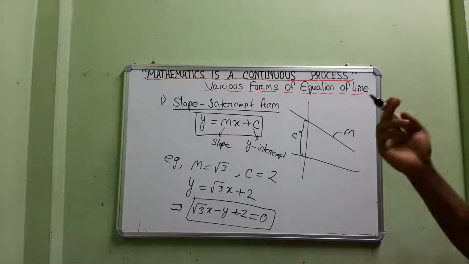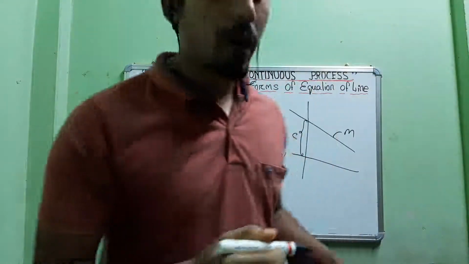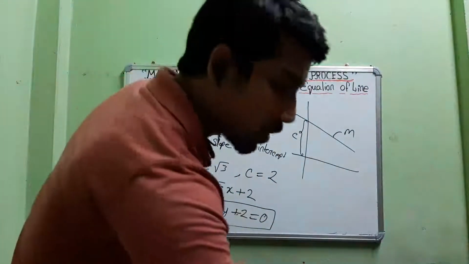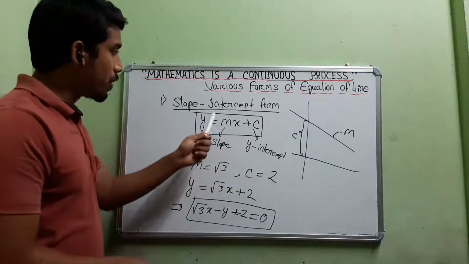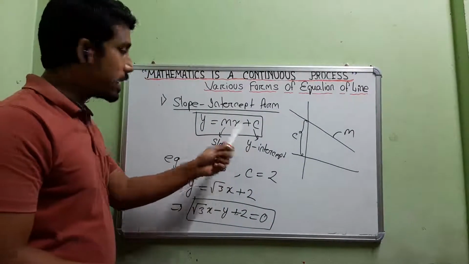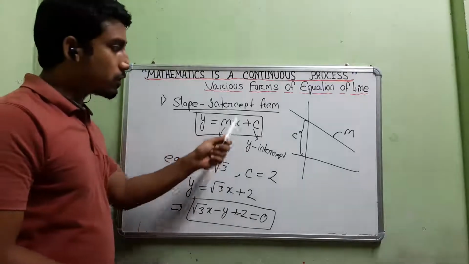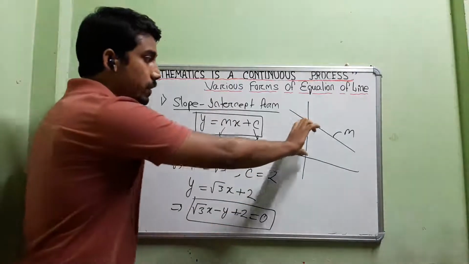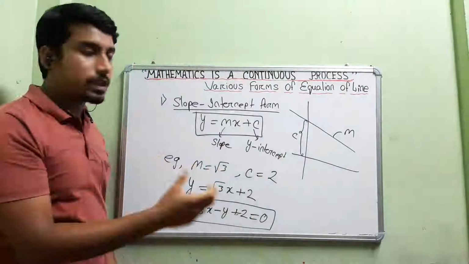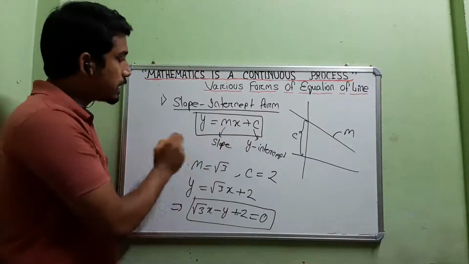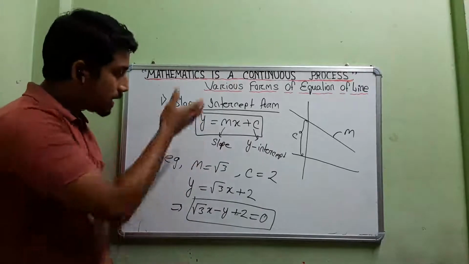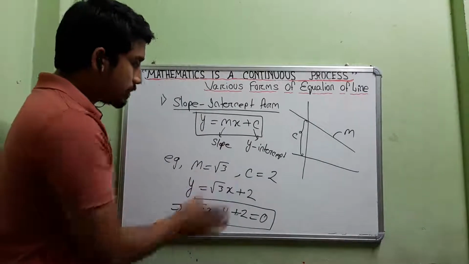Then the next one is called the slope point form. This one is the slope intercept form. Intercept means y-intercept, and slope is m. So for any straight line, if we know the y-intercept, that means how much portion it is cutting from the y-axis, and if we know the slope of the line, then we can easily get the equation of the line in this way. This is the example I have given.